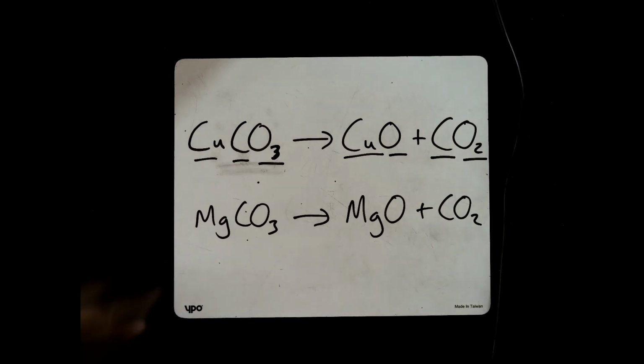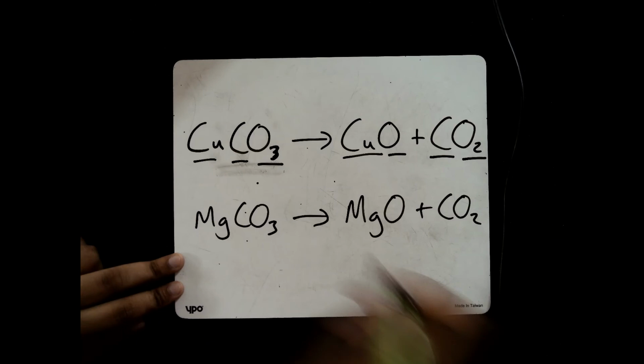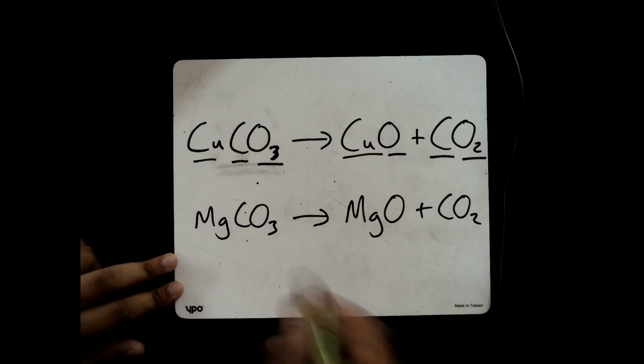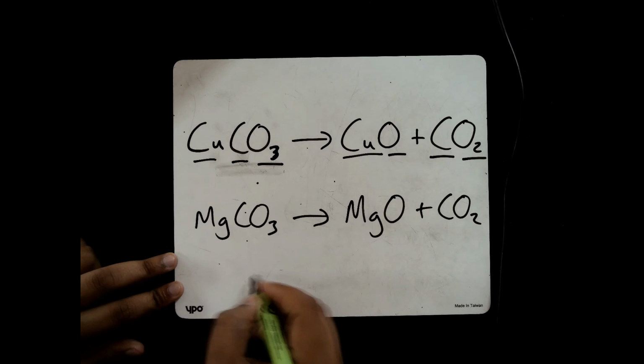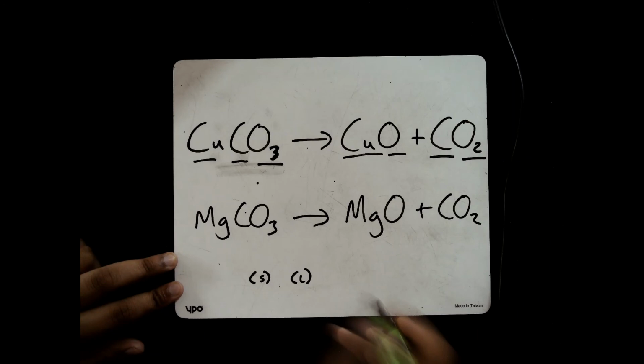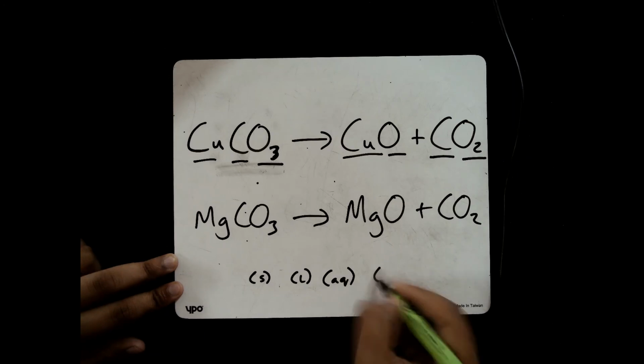One final thing that we could add to these equations to guarantee us all the marks in any question is something called state symbols. Now the state symbols you should already know. We put a lowercase s in brackets if it's a solid, an l if it's liquid, an aq if it's aqueous, something dissolved in water, and we put a g for gas.